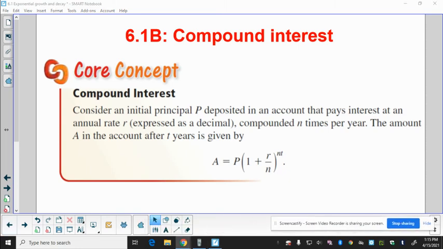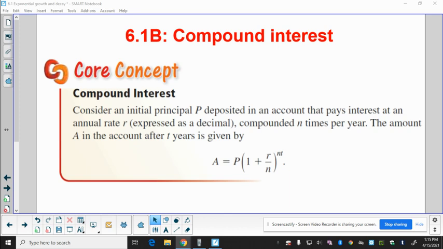All right, let's go ahead and take a look at today's topic, which is compound interest. As we take a look at this, there's a formula associated with this topic. I want everybody to write that down and understand what the letters represent in this situation.